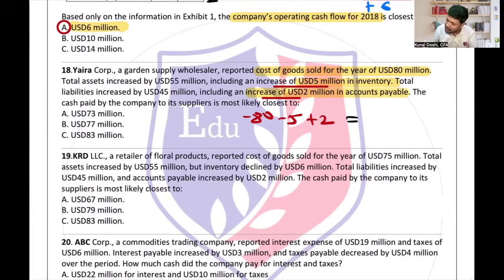They are asking me the cash paid by the company to the supplier. This is the direct method. What is the formula of cash paid to suppliers? Minus COGS plus or minus changes in two things: accounts payable and inventory. The rule is the same. Increase in current asset or decrease in current liability is an outflow. Decrease in current asset and increase in current liability is an inflow.